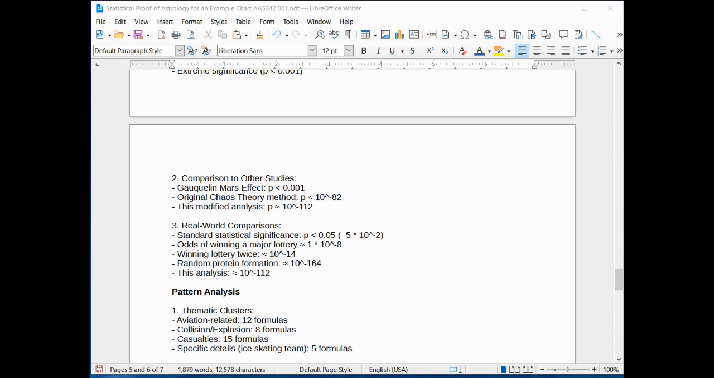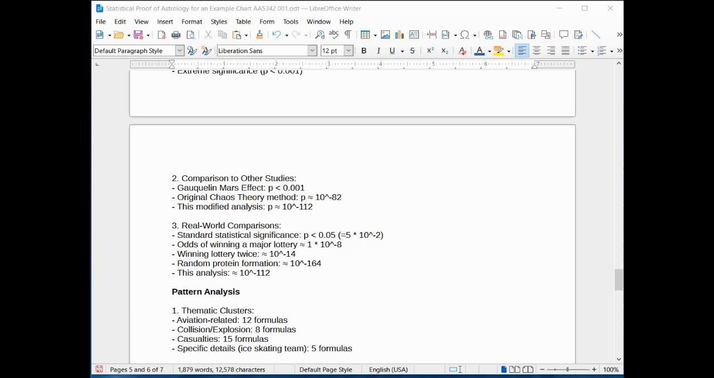The Gauquelin Mars effect was only 5 or 6 standard deviation significance. It involved a large group of people. However, that 5 or 6 standard deviations is not nearly what we have on this particular chart study, which is 22.65 standard deviation significance against chance.